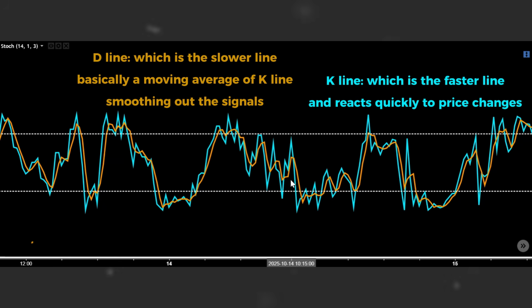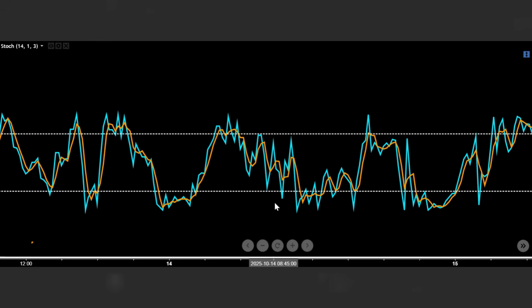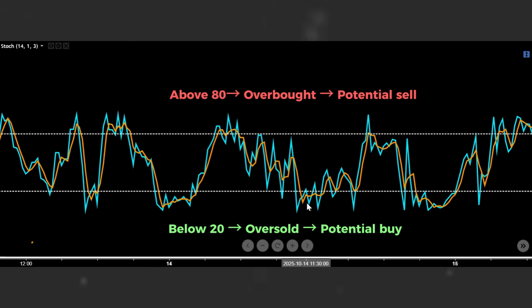In this strategy, we don't use the stochastic alone to decide when to buy or sell. Instead, we only check whether both lines are in the oversold zone below 20 for potential buys or in the overbought zone above 80 for potential sells. Later, we'll confirm the trend with RSI and check momentum with MACD before actually entering a trade.